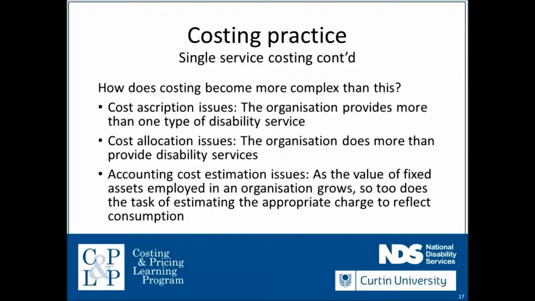I think it's really important to understand that there are ascription and allocation issues that we'll talk about in the next webinar. Cost ascription relates to the organisation providing more than one type of disability service, and it actually allows us to ascribe or to apportion costs directly according to our expectation or the relationship of those costs to the activities we undertake. Ascription, therefore, is a little bit more accurate because it relates to our identification of costs that are what we call direct costs.